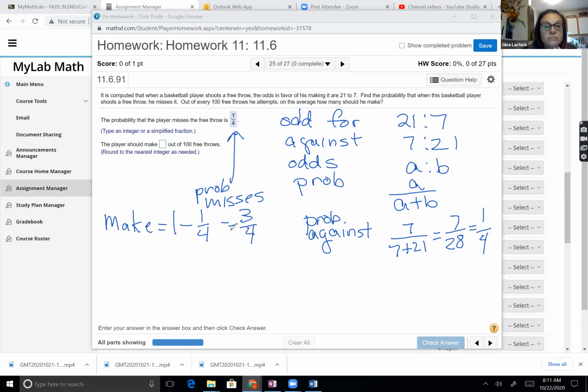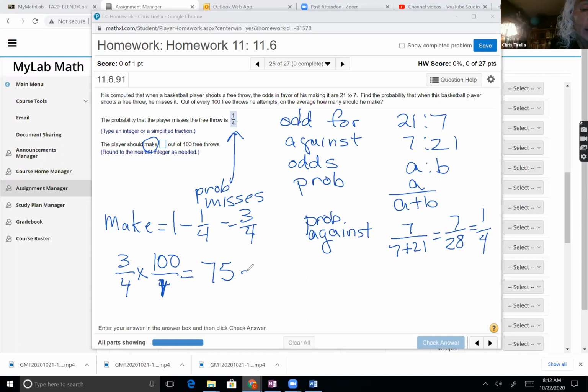Okay. And somebody had sent me this question because they were using the 1/4 to find the number of shots. But this time we want him to make the shots. And so if he's going to make 3/4 of the shots and he takes 100, when I multiply, doesn't that tell me that he's supposed to make 75 shots out of the 100?